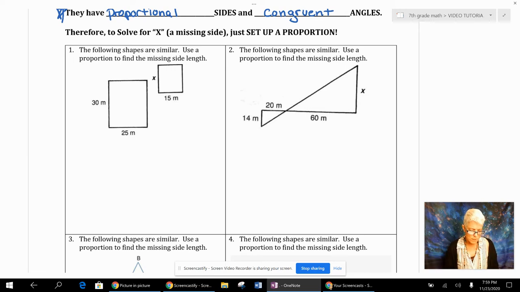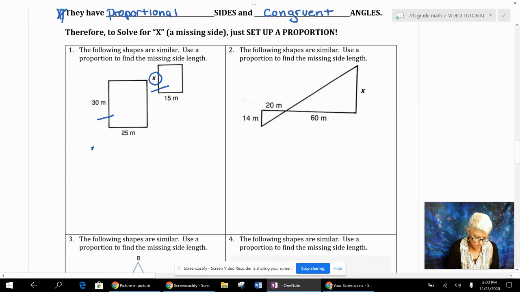So watch this. I'm looking for X. These rectangles look like they are just side by side. They don't look rotated or flipped or anything crazy like that. So I'm going to show you something cool you could do, and this works on most of the similar shapes that you'll be dealing with. I can literally put a line here and a line here, and I've set up the two ratios. They're already set up for me. I just need to write them down as a proportion.